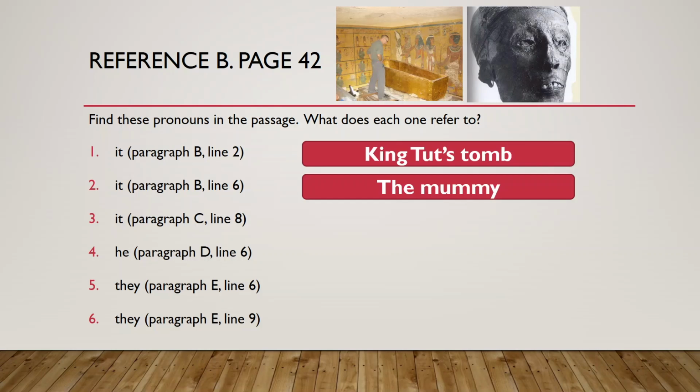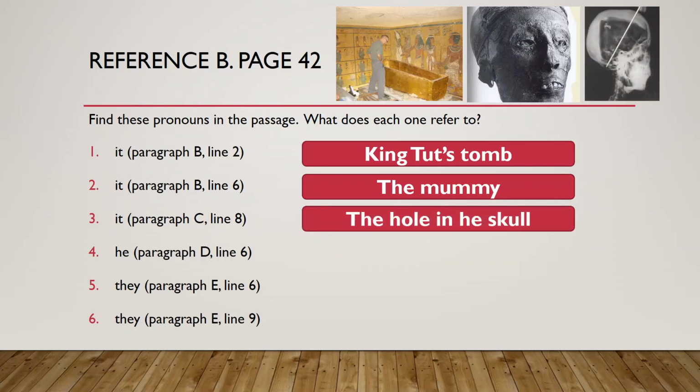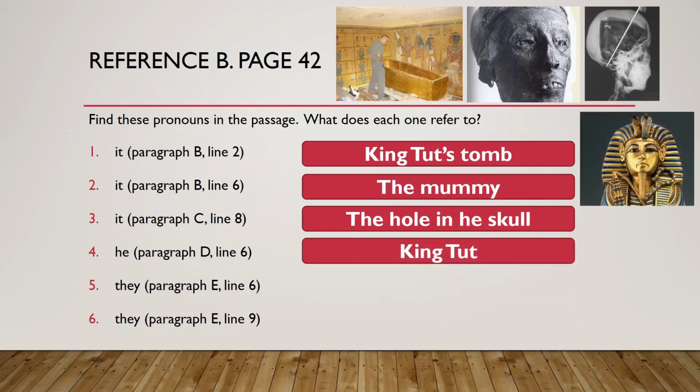Number 3, it, in paragraph C, line 8, refers to the hole in the skull. You can see there. Whoops, my mistake. Should say the or his. Number 4, he, in paragraph D, line 6, refers to King Tut. There he is.